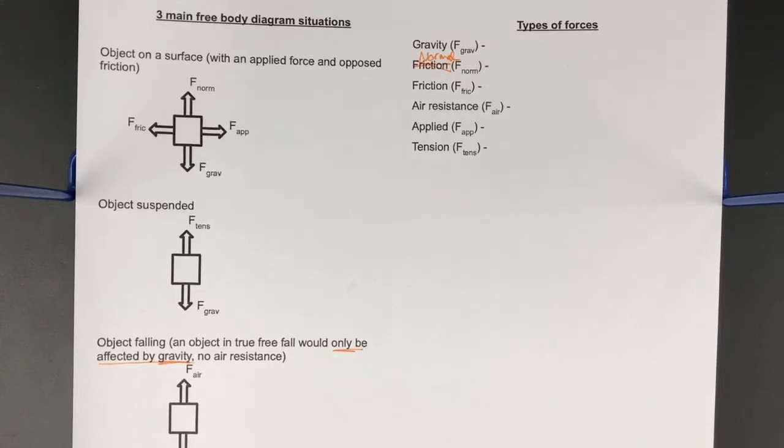This is a sheet that I made last year when I realized it would be helpful to have just a summary page of the three main situations that you might see in a free body diagram, and also a list, again, just a reference point for you, of the forces that we're looking at and what they mean.